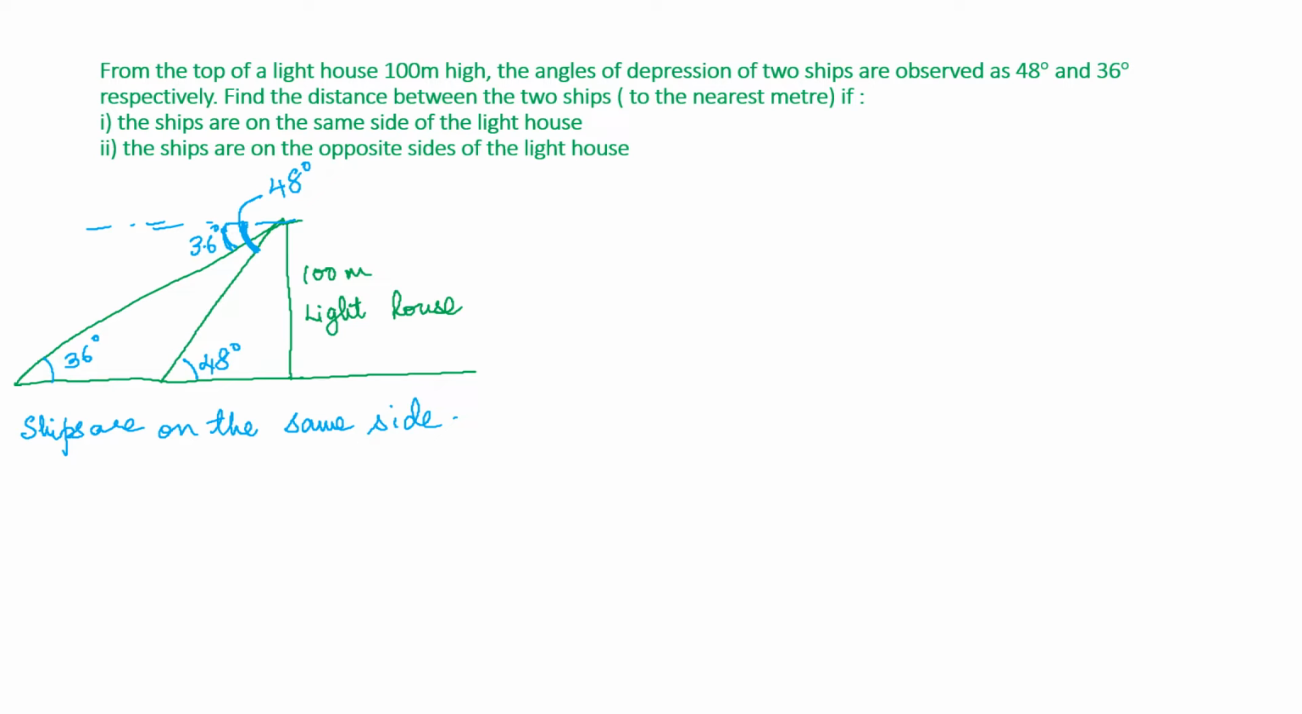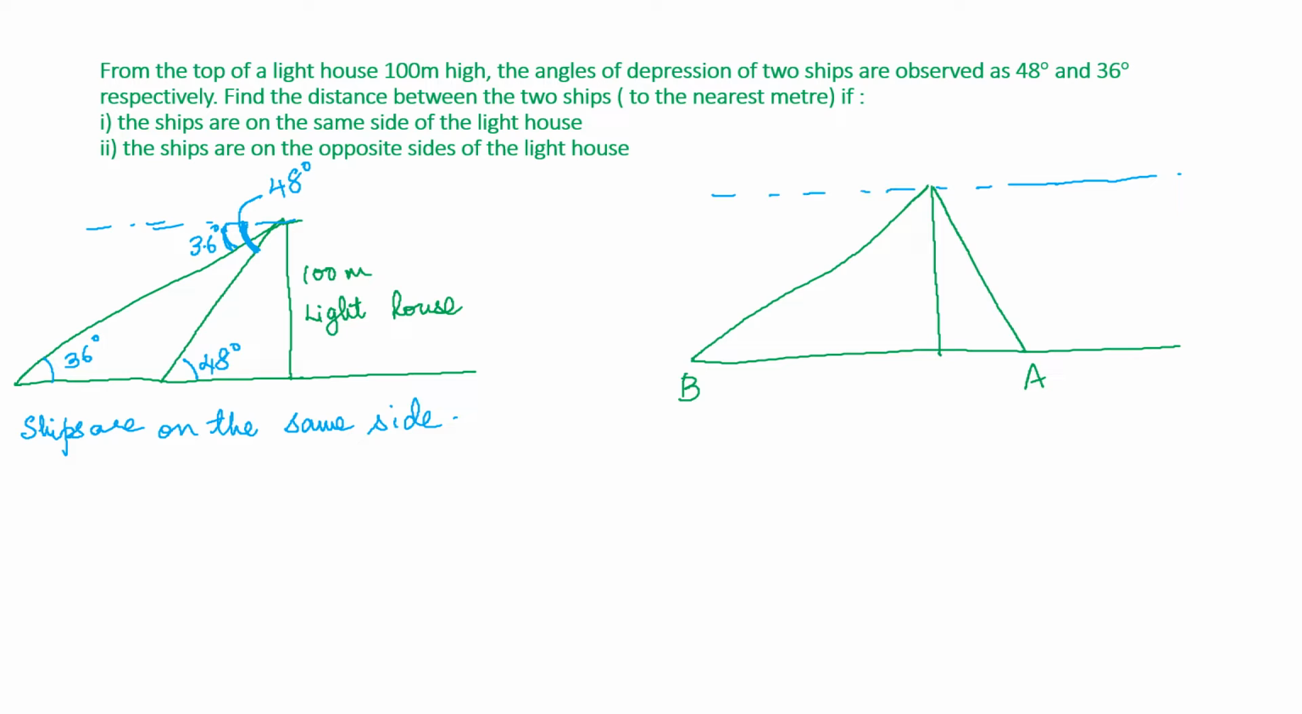Let's now take up the other one, that is, the ships are on the opposite sides. One is far away and the other is close by. So we have A and we have B. The line of sight would have been like this, which means this is the angle of depression, and this is the other angle of depression. If you remember, I had already said that if you are closer to the object, then the angle of depression is going to be more.